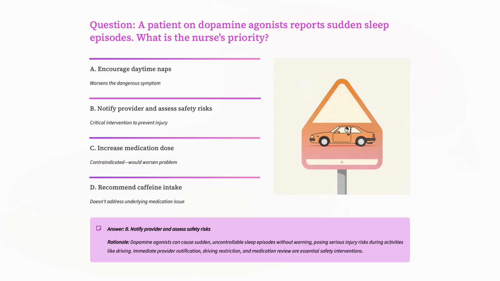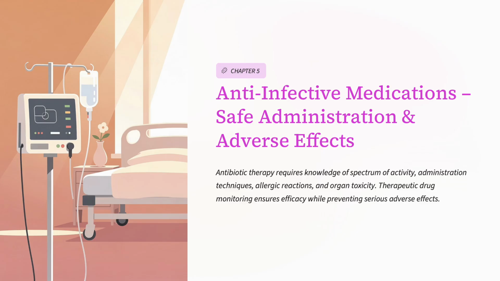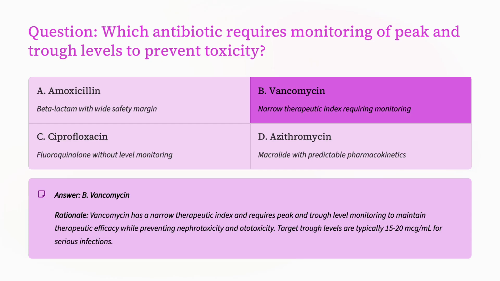This patient's dopamine agonist is giving them narcolepsy. It can cause narcolepsy without warning. So we're concerned with safety, like with falling asleep while driving. We need to let the doctor know. Answer is B.